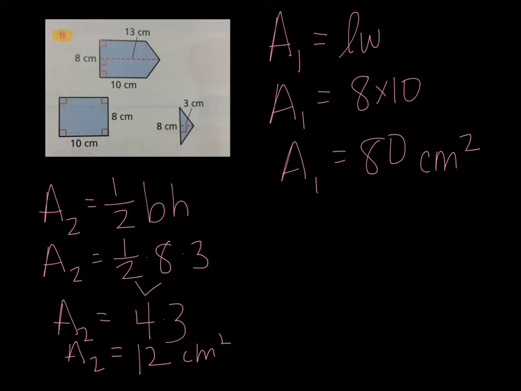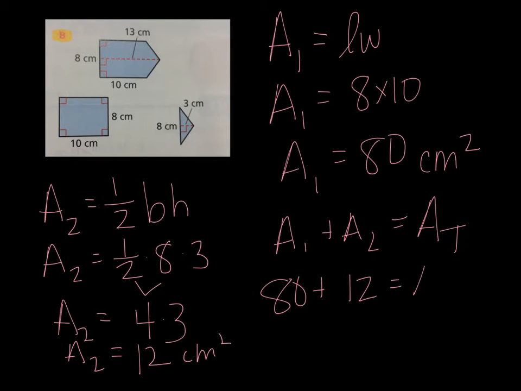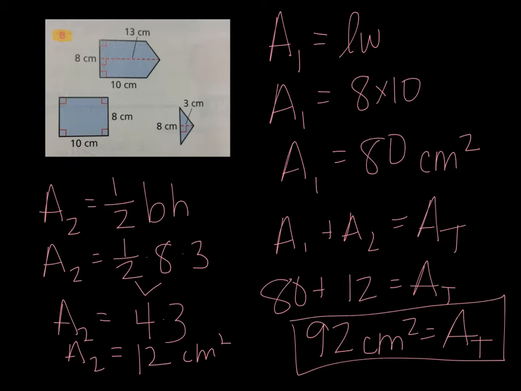centimeters squared. So now to write our final formula, the area of figure 1 plus area of figure 2 equals our total area. So it'd be 80 plus 12 equals our total area. So that'd be 92 centimeters squared is our total area. Put a box around it because it's our answer. And let's try one more problem.